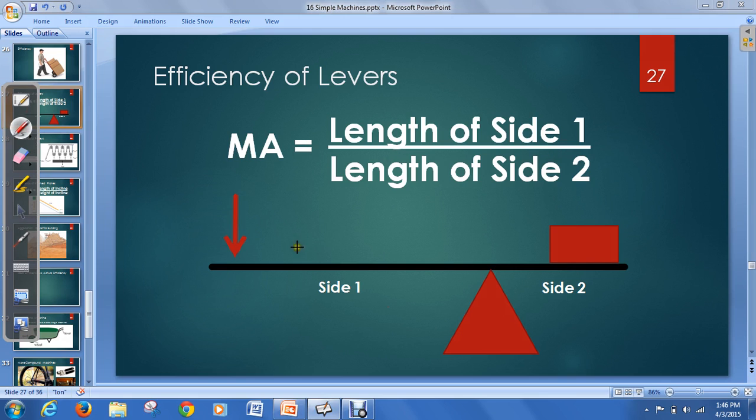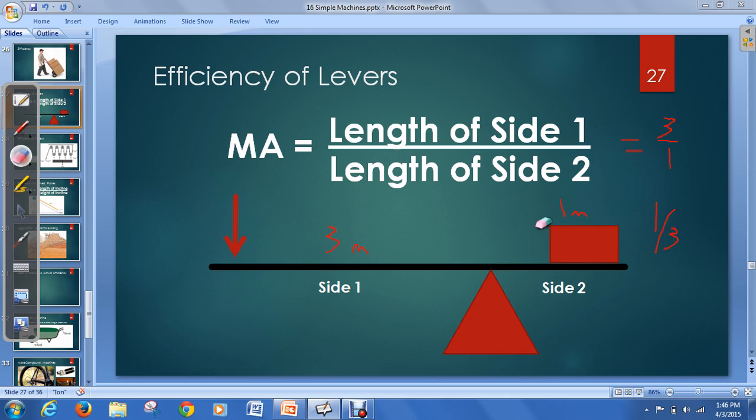So if this side over here is 3 meters long, and this side over here is only 1 meter long, then your mechanical advantage is going to be 3 over 1. Or in other words, you'd have to put 3 times as much force without the lever compared to with the lever. Another way you can think about it is you can flip that and say, I have to use 1/3 the force I usually would.